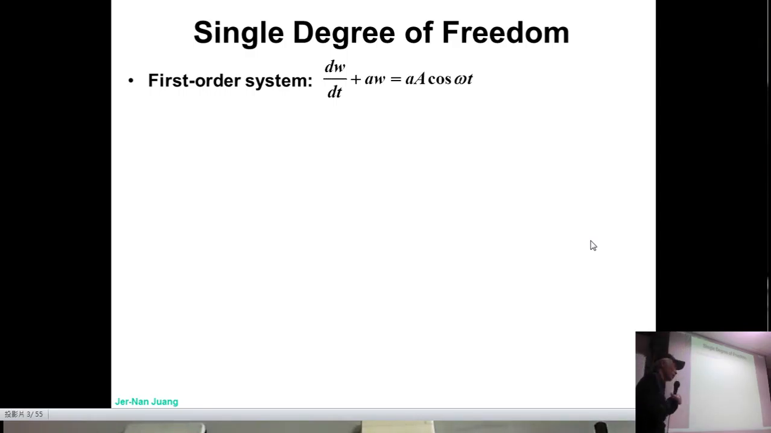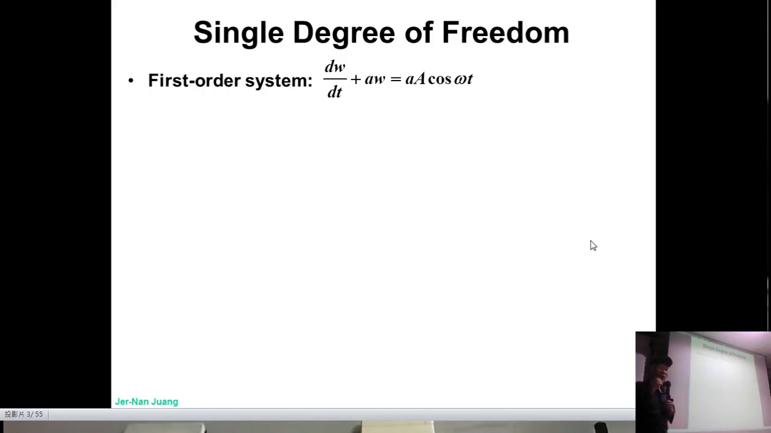Okay, let's talk about the first order system. Now, this is the simplest dynamic system you can ever have. So we have dw over dt plus aw equal to small a, and then a larger A cosine omega t. The reason why I have small a here and capital A here is just to show you the solution. I can simplify the solutions, and that solution looks very pretty.